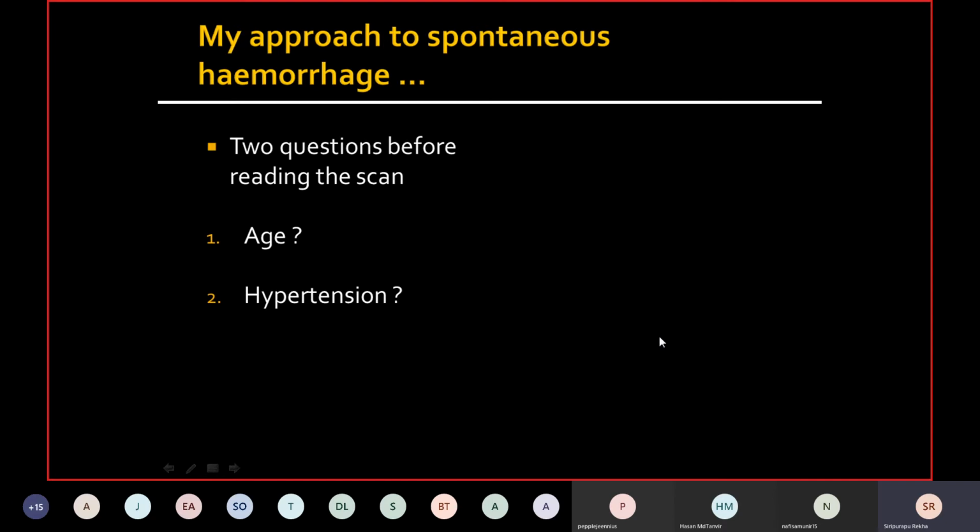I usually have two questions. You all must now be familiar with my two-question pattern. What is the age of the patient? And is the patient a known hypertensive? I think these are two relevant questions, and I will take you through my thought process, how I look at the scans. So once I know these two, then I look for clues on the CT scan.